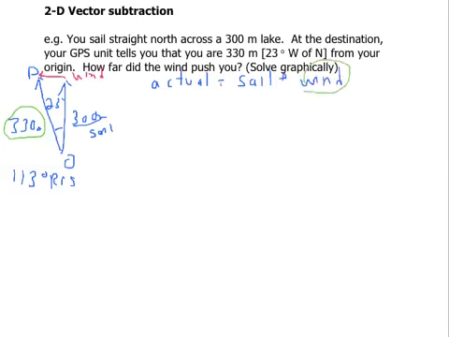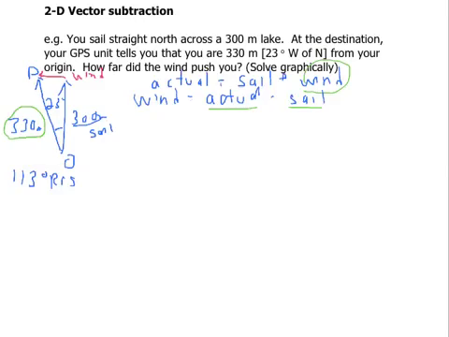So to rearrange, wind equals actual minus sail. So when we do our vectors, we know we need to subtract our sail vector from our actual vector. Okay? So once again, because these two vectors are at an angle, we're going to break it down into components. Again, we're going to use a table to help us.